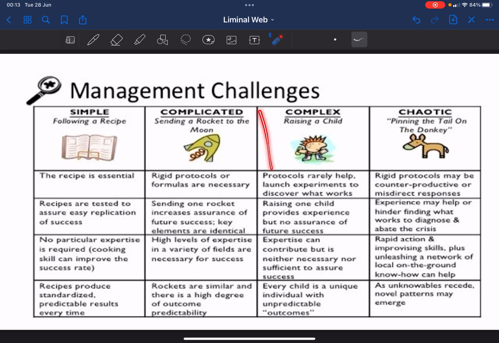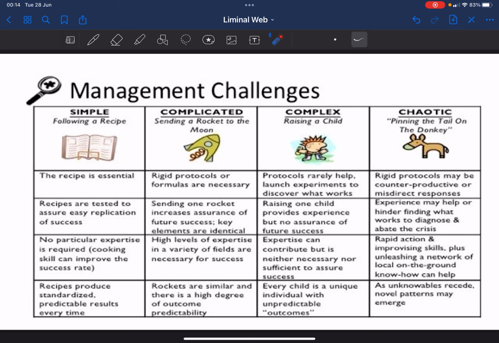And some situations are complex, like raising a child, where protocols don't really help, and you'll have to launch experiments continuously to really discover what works. And even though you've raised one child, it doesn't exactly provide you with any amount of success or assurance of your future success. Expertise may help you out, but it's neither necessary nor sufficient to ensure success. And of course, every child is a unique individual with unpredictable outcomes.